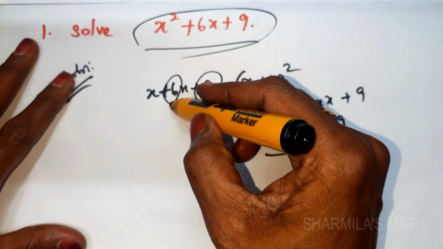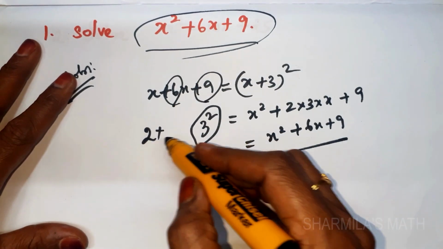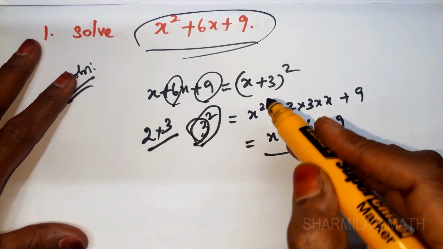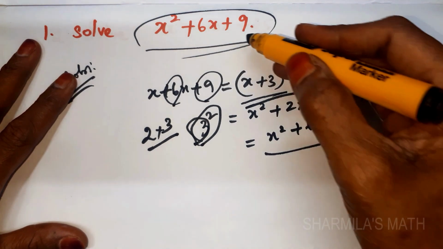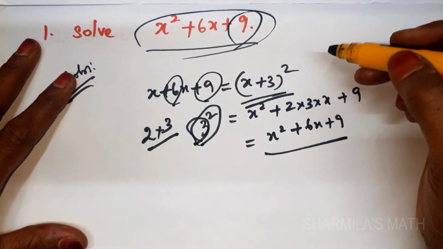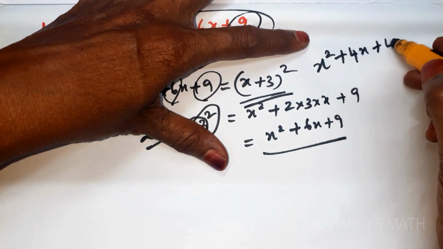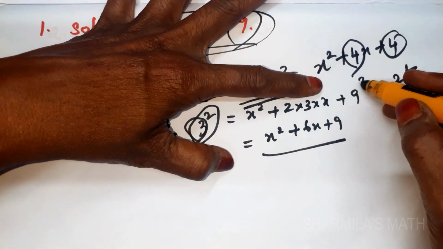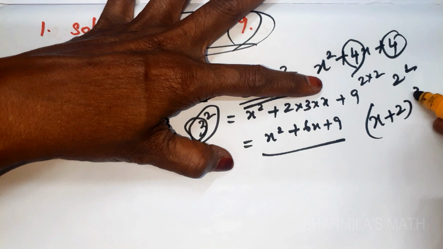And see this coefficient. If we are able to convert this as 2 into the perfect square root, what are we getting? 2 into 3, 6, right? In that case, we can use the identities. So first you find this. For example, if we have the equation x squared plus 4x plus 4, 4 can be written as 2 squared and this 4 can be written as 2 into 2. So this can be simplified as (x plus 2) the whole square.